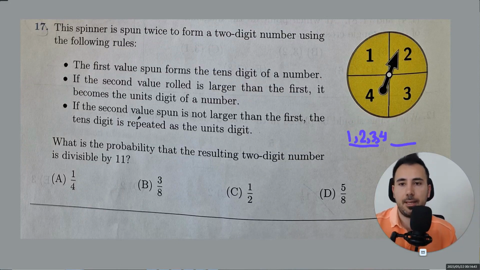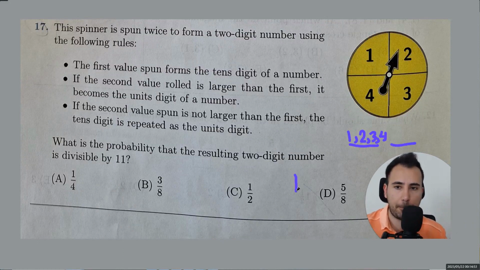Okay. If the second value rolled is larger than the first, so for example, if the first one is 1 and the next one is 2, which is larger, it becomes the units digit of a number. So that's it. Good.